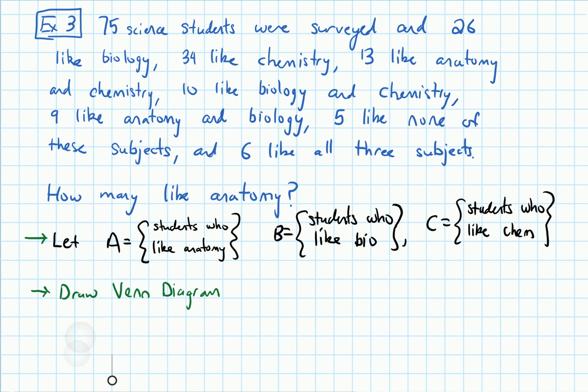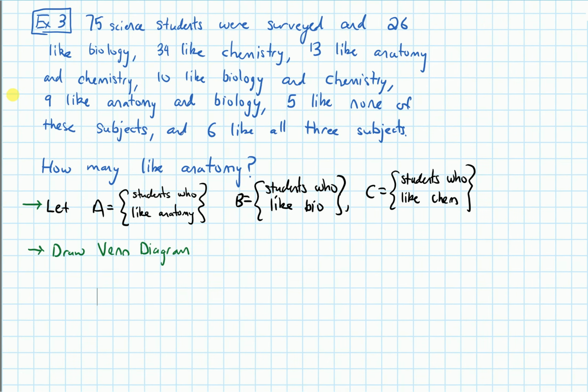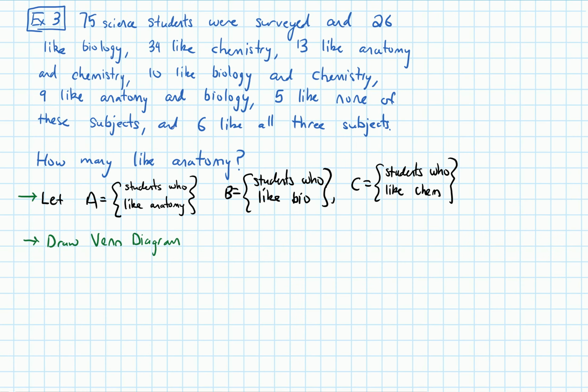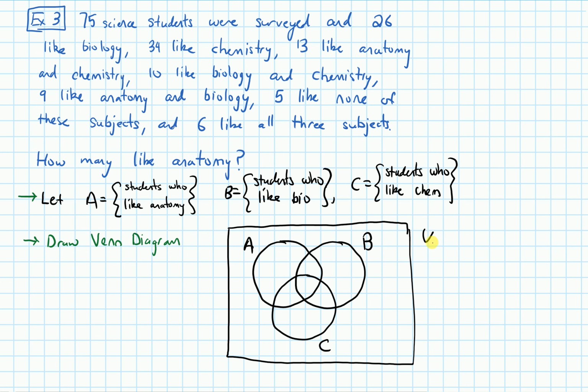All right, so I'm going to zoom out a little bit so I can see the problem still and get my diagram started. So I'm going to have a circle for A for anatomy, a circle for B for biology, and a circle for C for chemistry. And these circles may overlap because there could be students who like multiple subjects simultaneously. And all of these are within some universal set, which I'll call U for this with this rectangle.